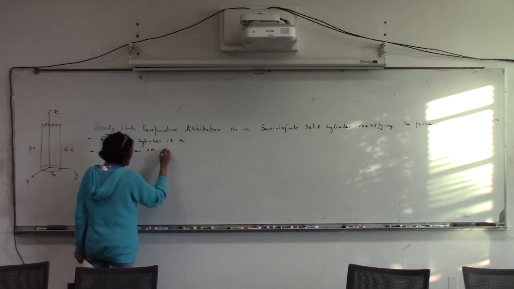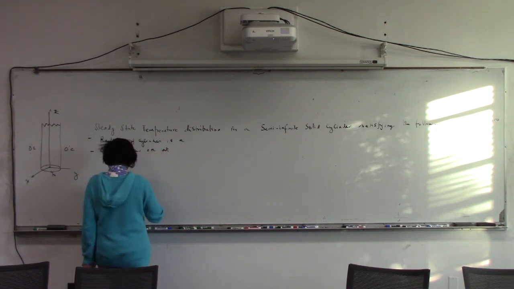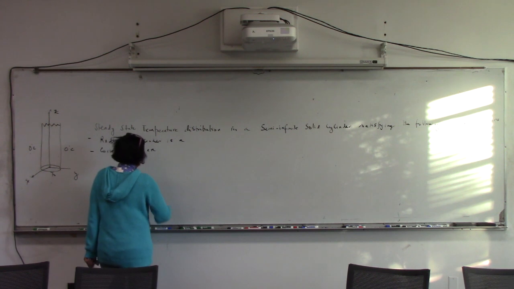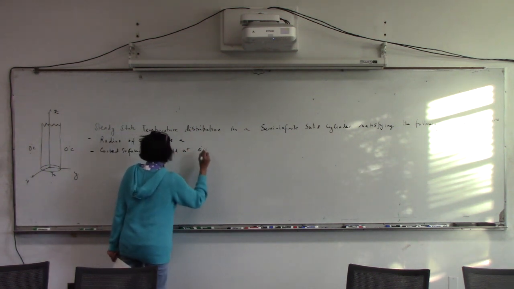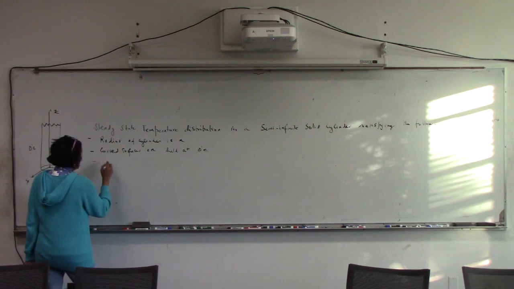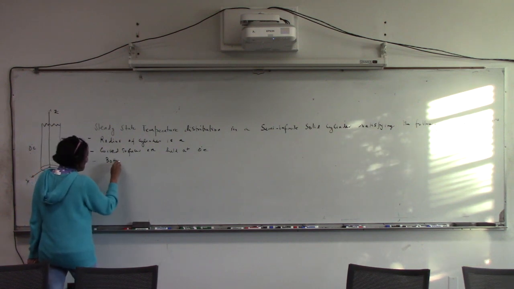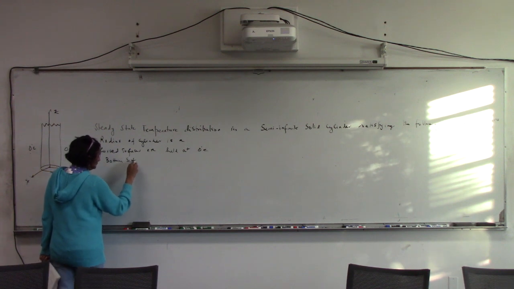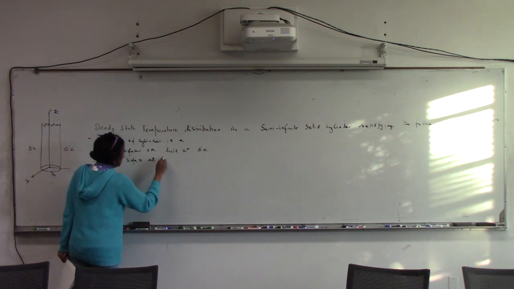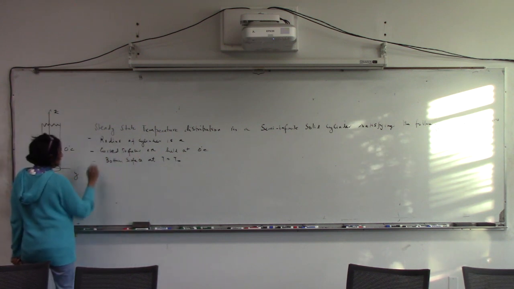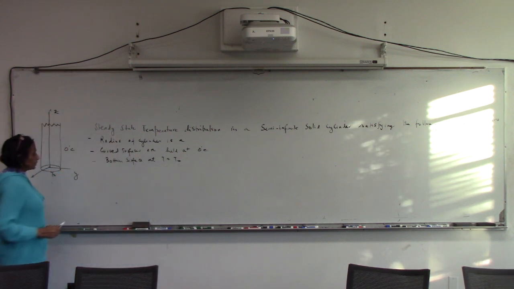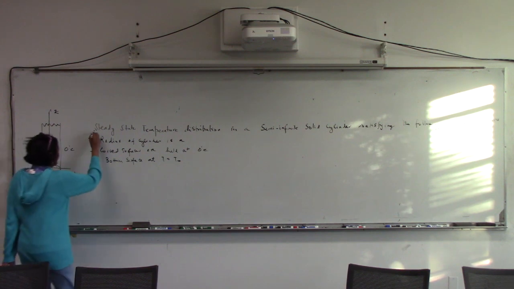are at and bottom surface at T equal to T naught, and we are interested in steady state distribution. Okay, so that's what we are interested in.